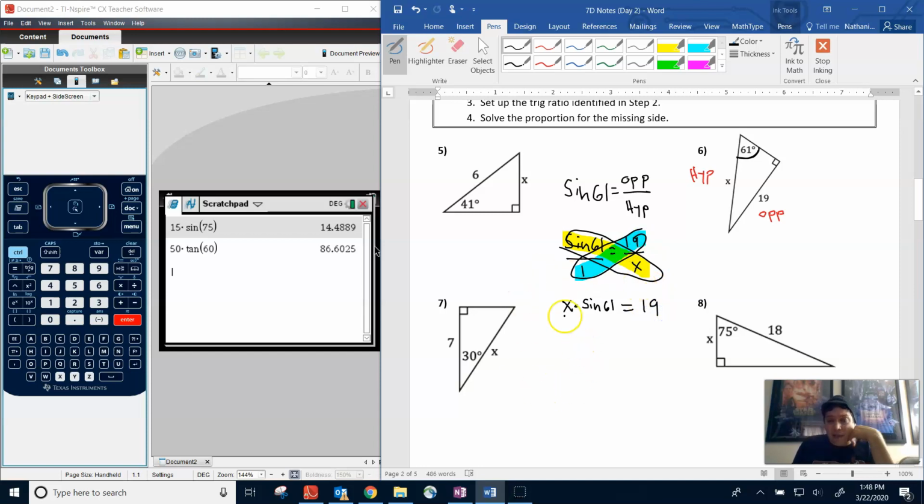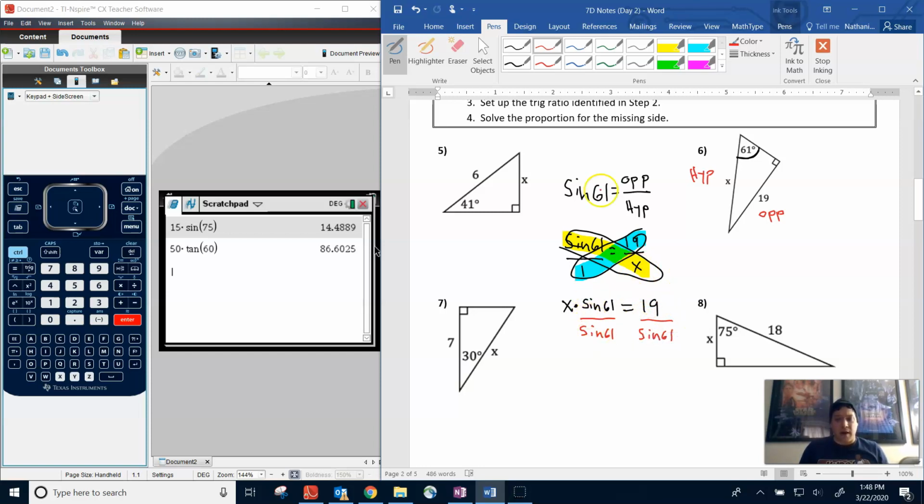Now, if you notice, our x is actually not by itself. It's x times sine of 61. Well, how do we solve for x? Notice how it's being multiplied, and obviously the opposite of multiplying is to divide. So what are we going to divide? We're going to divide by that sine of 61. I know it looks complicated, but essentially you're just going to divide. Anytime we have an x in the bottom, you're just going to do an extra divide step.